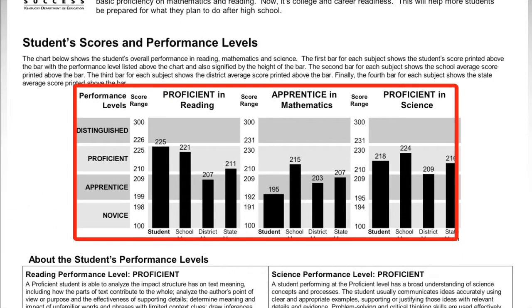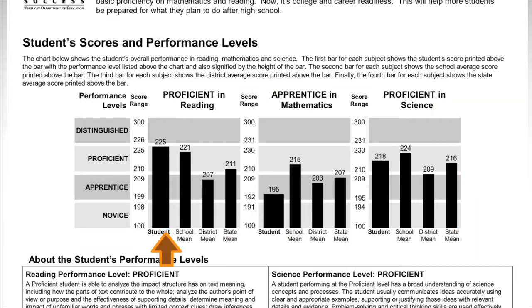The next area contains a chart showing your student's performance levels. Different grades are tested on different subjects. In this sample, you see 3 subject areas. You see where your student scored, what the average score in that subject is at the student's school, the district average, and the state average.